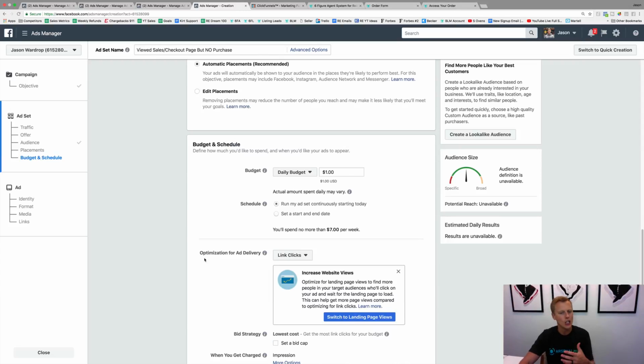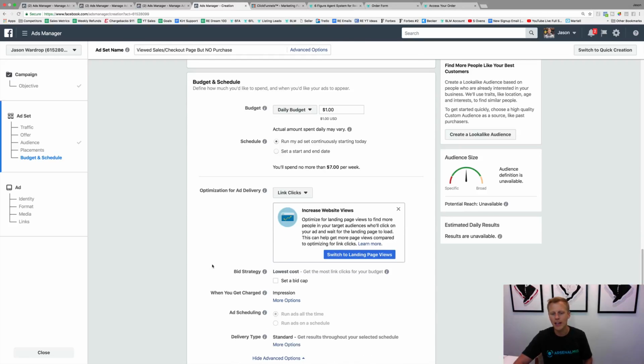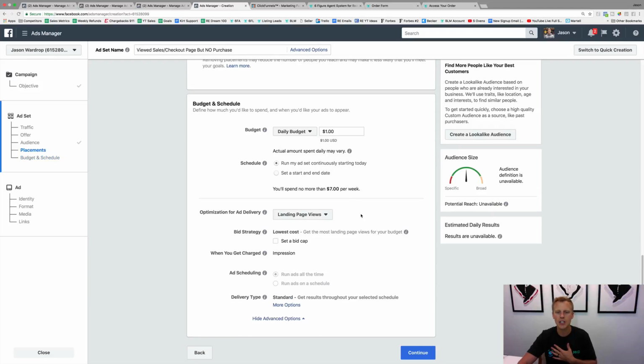But honestly guys, you only need to do $1 a day, and then you can go through and, as I mentioned earlier, as far as the optimization for ad delivery, the link clicks, that means that they clicked on the Facebook ad, but it doesn't necessarily mean that the landing page loaded. So it says increase website views, switch to landing page views. This is probably what I would recommend, and this is what I typically do, is I do the landing page views, because that means that they're only tracking people that clicked on your ad and the page actually loaded.